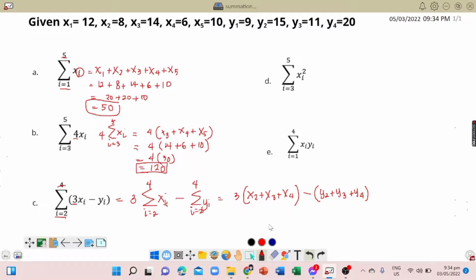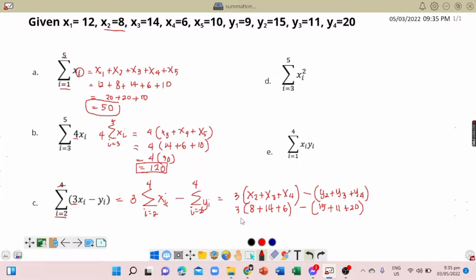Okay, now, let us substitute the values from the given. So, 3 times x sub 2 is 8, so we replace it with 8. Then, x sub 3 is 14. x sub 4 is 6. Then, minus, y sub 2 is 15 plus y sub 3 is 11. So, plus y sub 4 is 20.